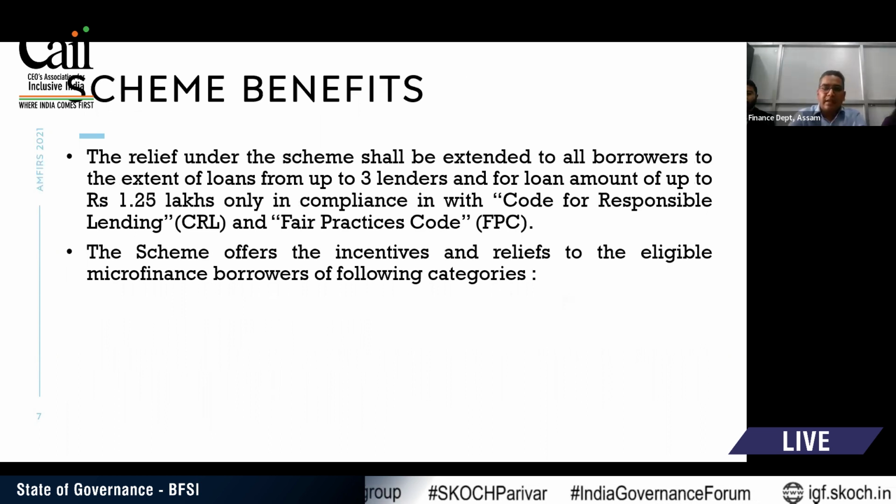In this extent, there are 2 things. One is called the Code of Responsible Lending, and the other is called the Fair Practices Code, which basically says that within the microfinance sector, you can take a loan from 3 lenders and up to an amount of rupees 1.25 lakhs. So in this case, our scheme was divided into 3 categories.